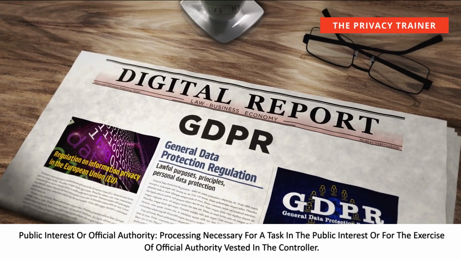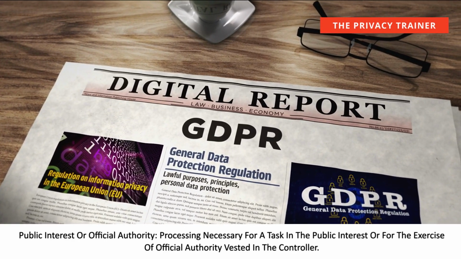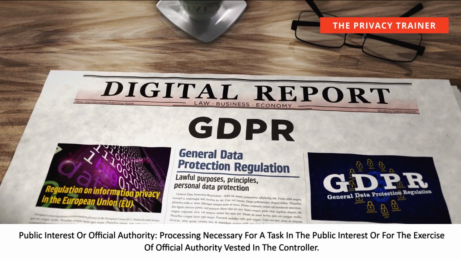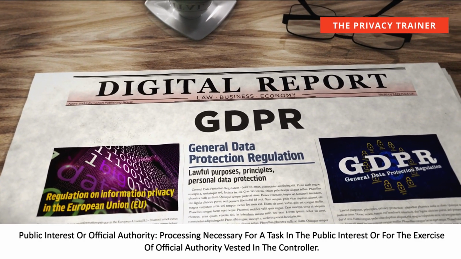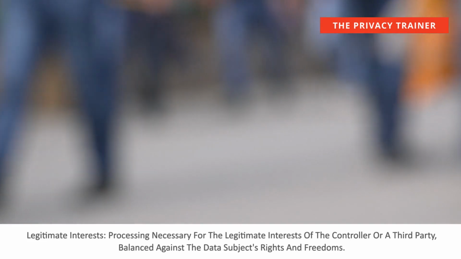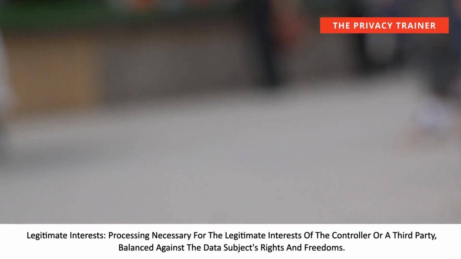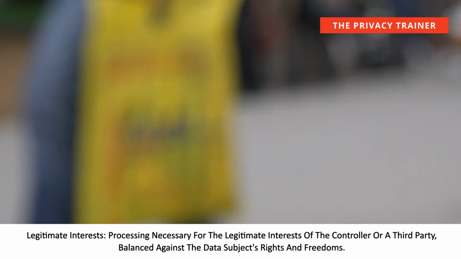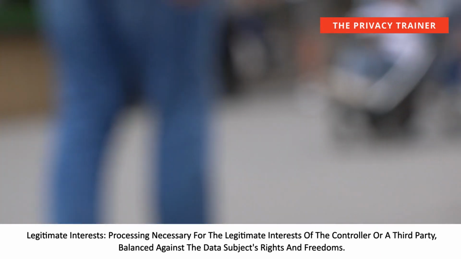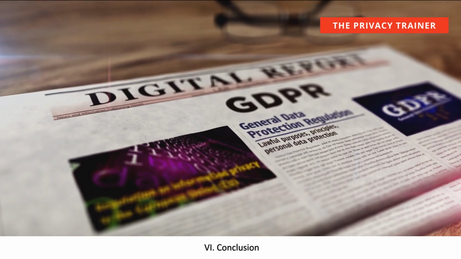5. Public interest or official authority. Processing necessary for a task in the public interest or for the exercise of official authority vested in the controller. 6. Legitimate interests. Processing necessary for the legitimate interests of the controller or a third party, balanced against the data subject's rights and freedoms.